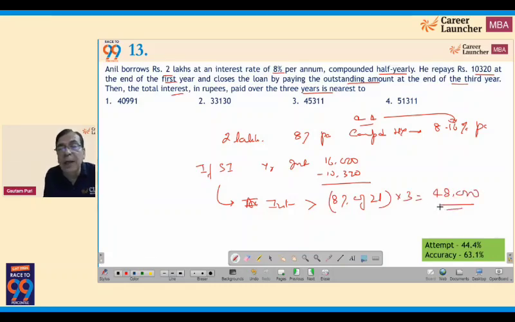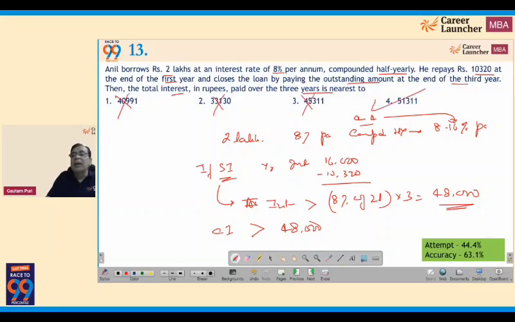That means if it was simple interest, his answer would have been greater than 48,000. Isn't it? Or it would be 48,000, not greater than equal to 48,000. So if simple interest, the answer should be 48,000. That means in case of compound interest, the answer should be less than 48,000. This is the answer. But yeah, no calculation was needed.